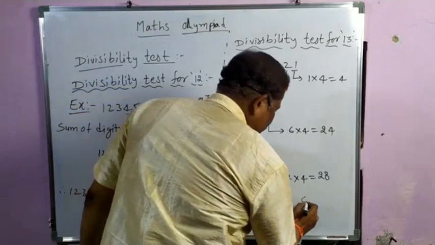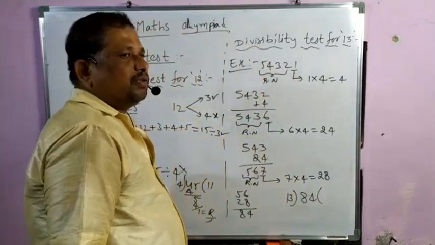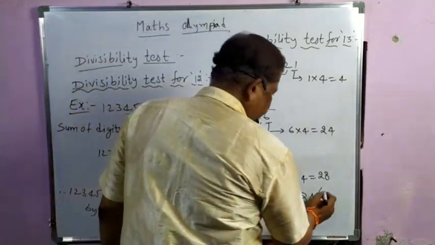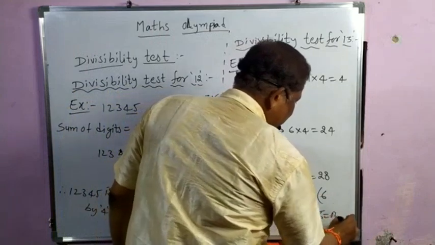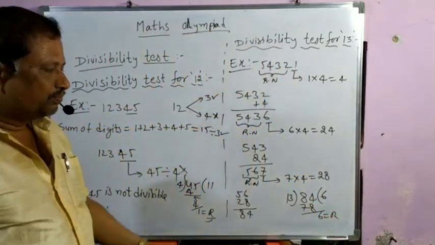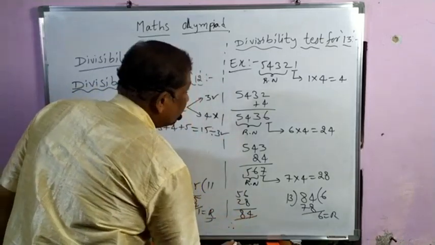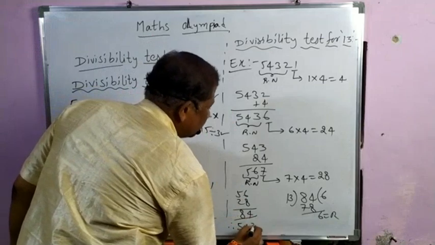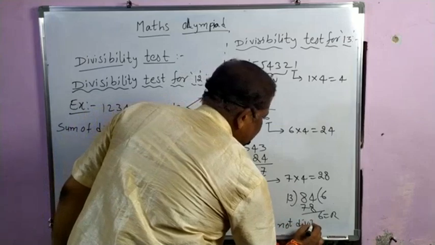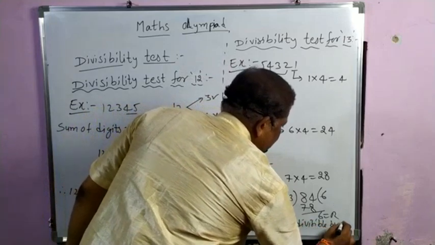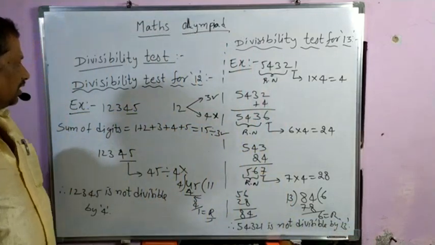Let us check. 13 sixes are 78. The remainder is 6. So it is not divisible by 13. Therefore, the given number is also not divisible by 13. Therefore, 54321 is not divisible by 13. Clear? So this is the divisibility test for 13.